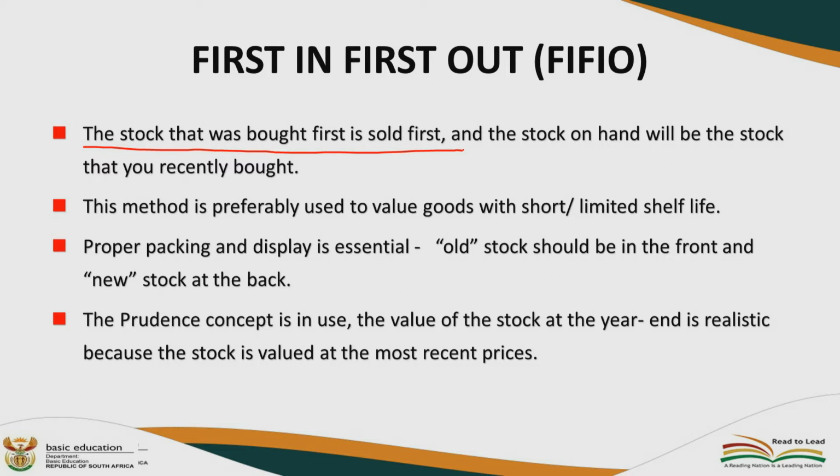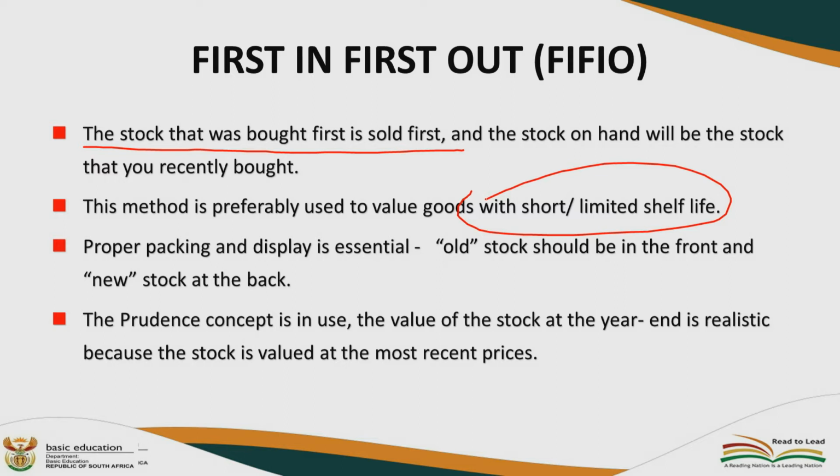Okay? Now, you also need to understand that this particular method, which is your FIFO, is mainly appropriate for goods with a short or limited shelf life. These are goods that will not last for long. So we need to quickly sell them. So what we do is we ensure that the goods that we bought first are the goods that we sell first. Why? Because they have a limited or short shelf life.